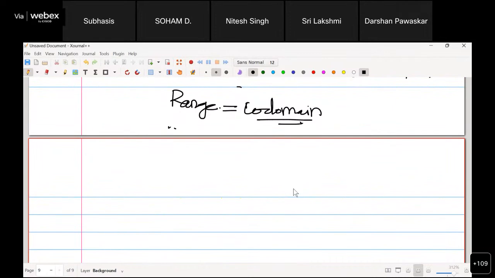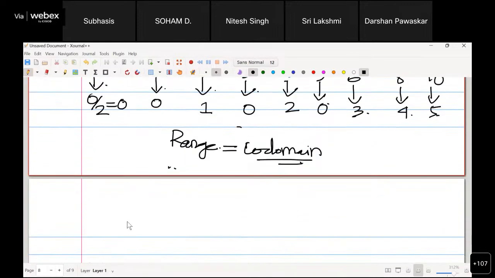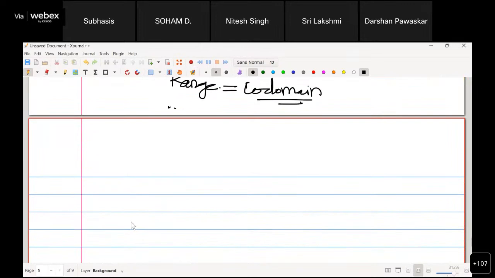Okay. So what I'm asking is, if you have some specific example, see, I discussed a few examples that basically came to my mind. So if you have some specific example you want me to discuss, then just let me know. Otherwise, I will move to one-one or injective function.